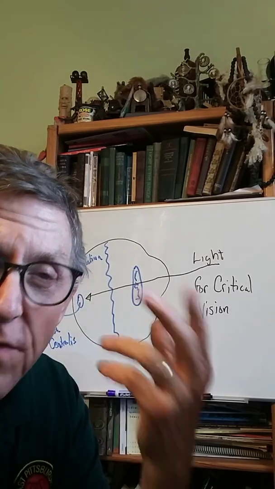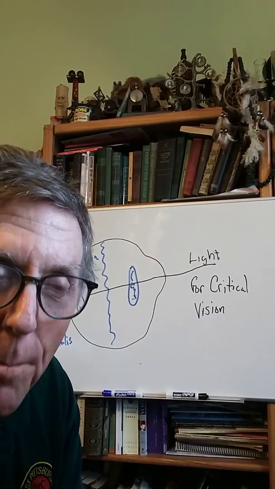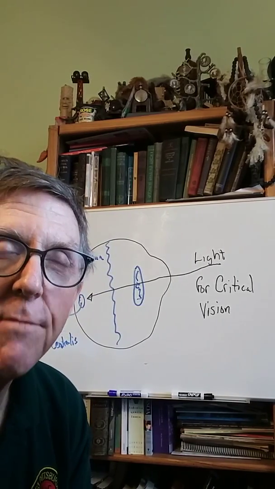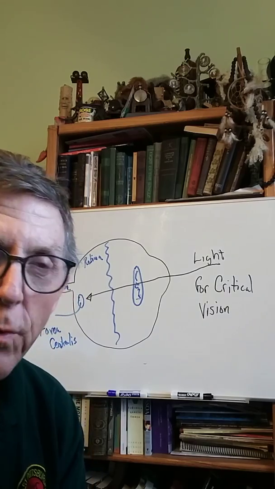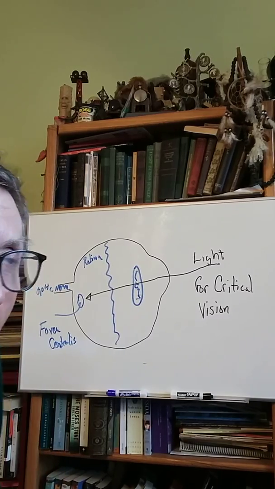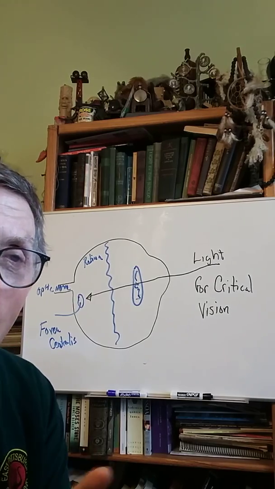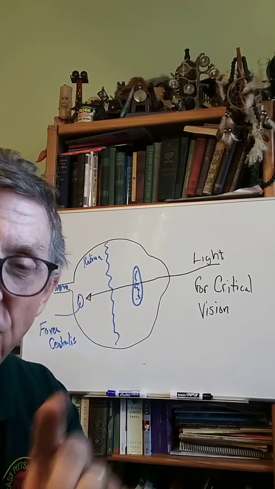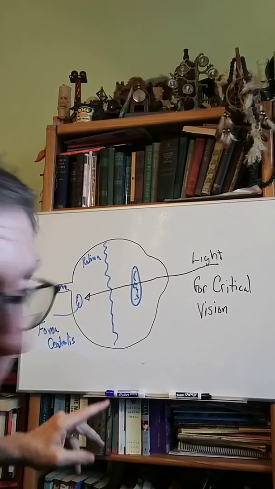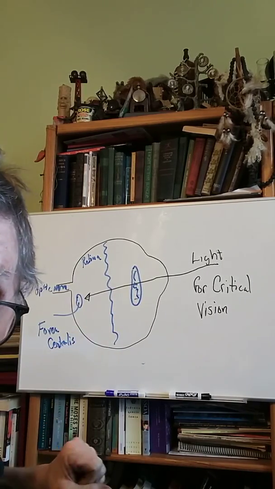Now, what is critical vision? This is where, like when you're reading, you need to see things in extreme detail. Now, I had said just a minute ago that we have two different kinds of photoreceptors. We have what we call rods, and we have cones. The cones are concentrated in the fovea centralis. And the cones are what allow us to see in bright light and to see things very clearly.